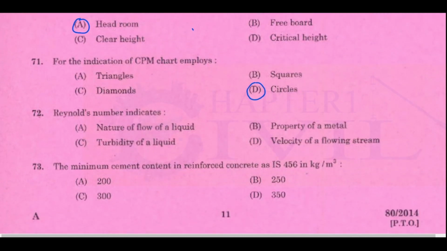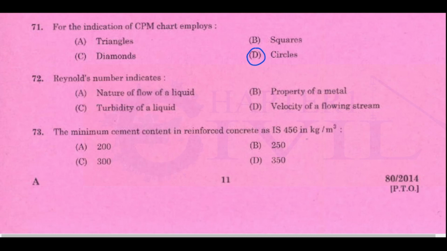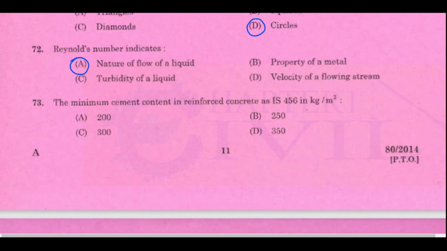Question number 72. Reynolds number indicates nature of flow of a liquid, property of a metal, turbidity of a liquid, velocity of a flowing stream. Reynolds number indicates nature of flow of liquid, whether it is laminar or turbulent or intermediate or transitional, that is it is transforming from laminar to turbulent.